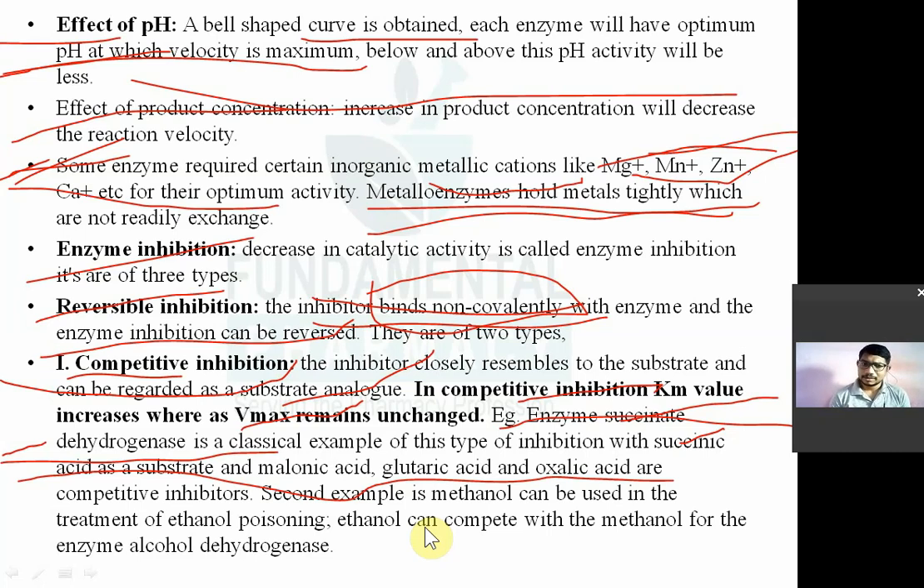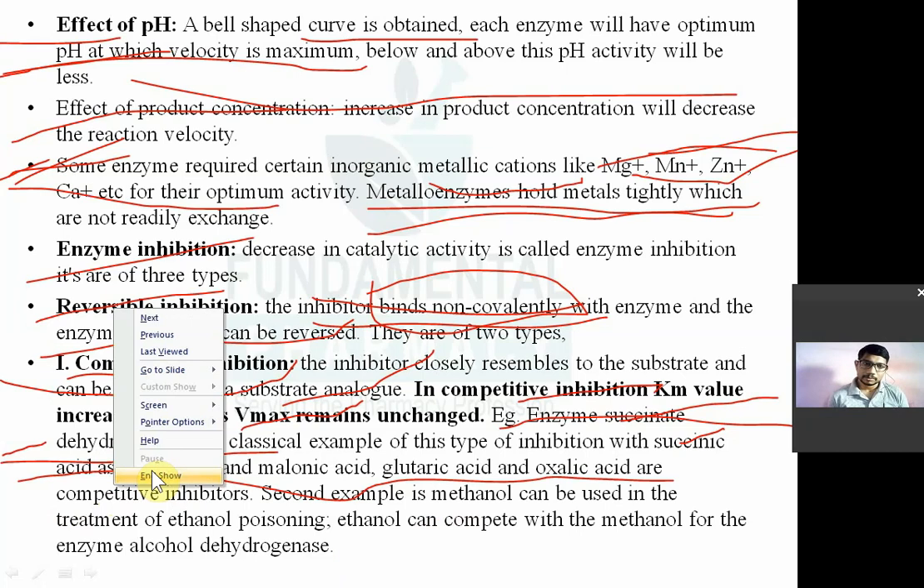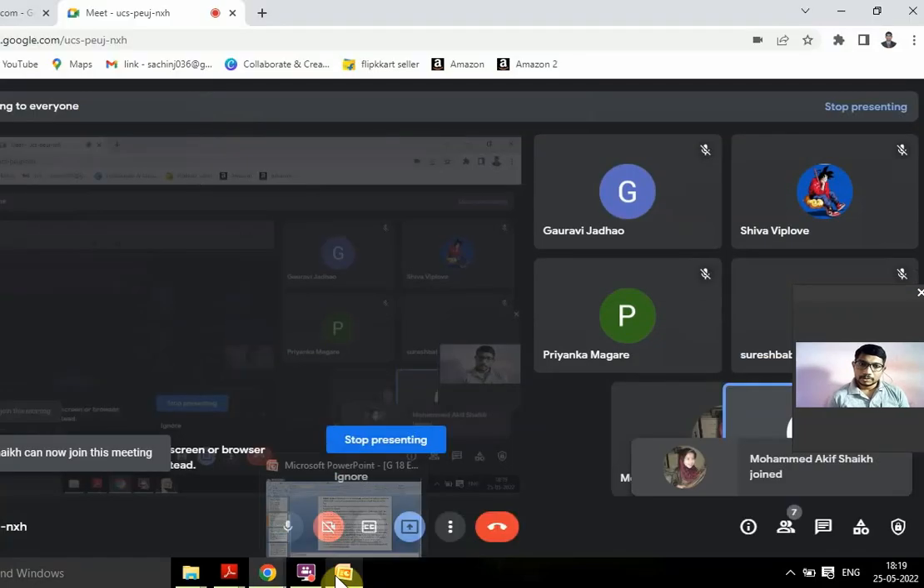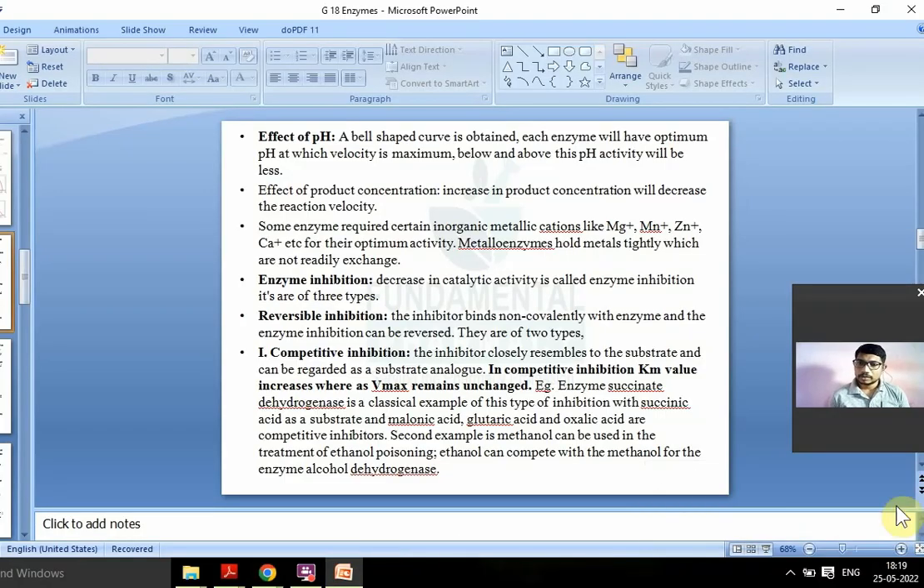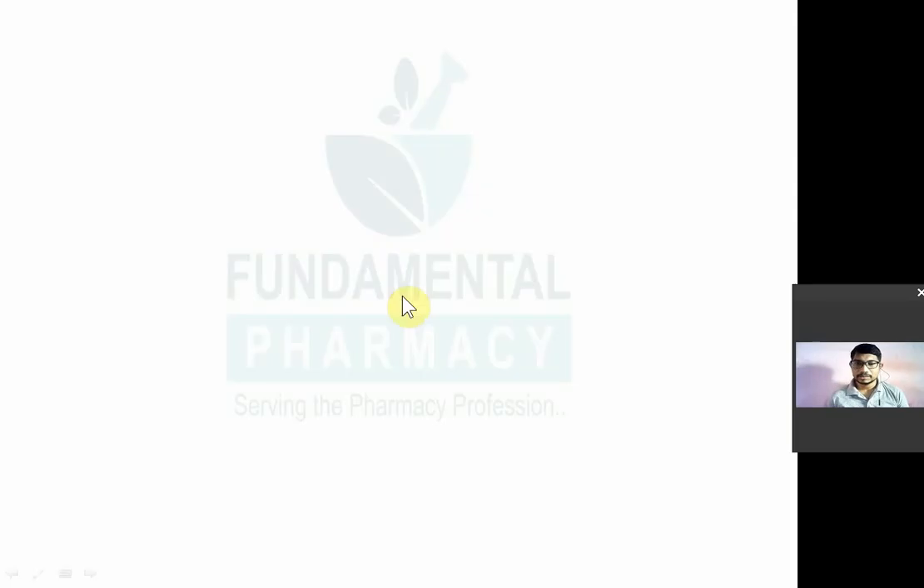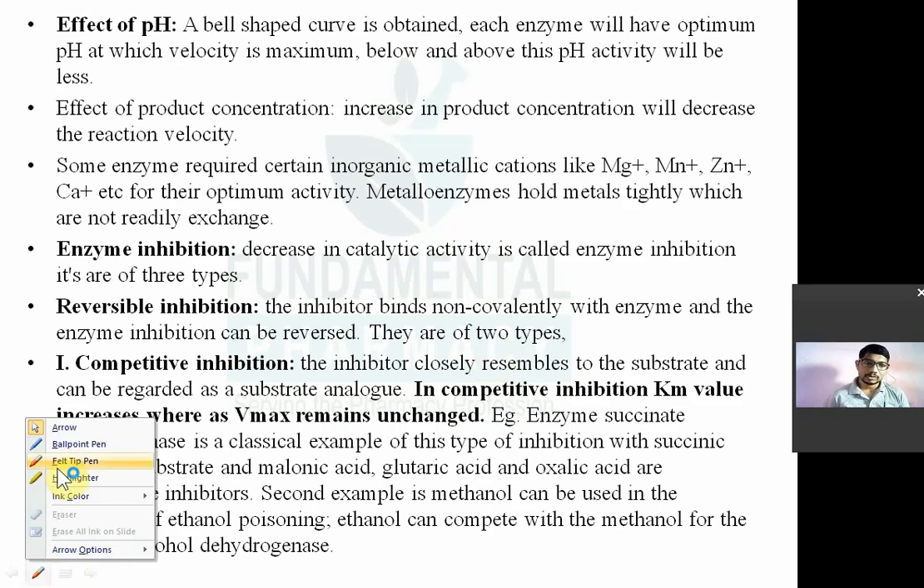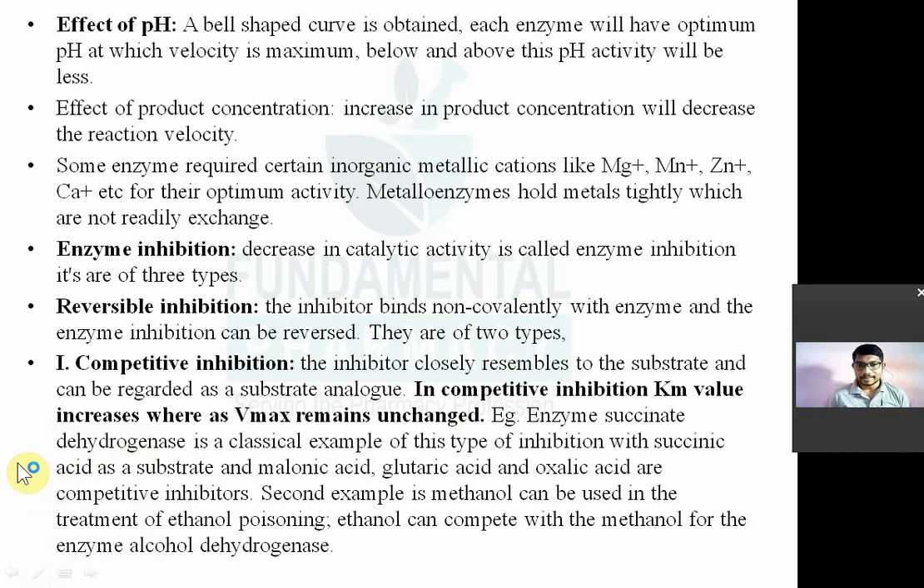Another example is methanol. Ethanol can be used in case of methanol poisoning because methanol and ethanol have similar structure. Do you know which drug is used in alcohol poisoning? That is disulfiram, an alcohol dehydrogenase inhibitor. So ethanol can compete with methanol.